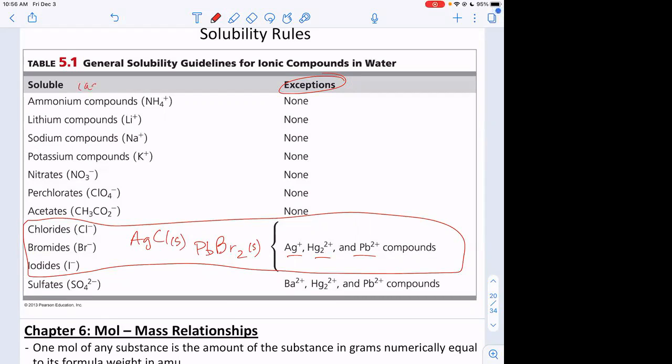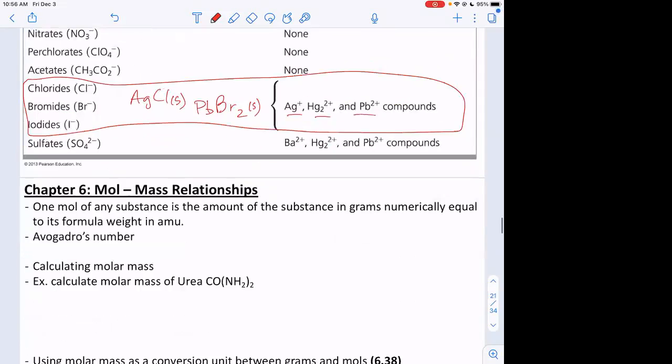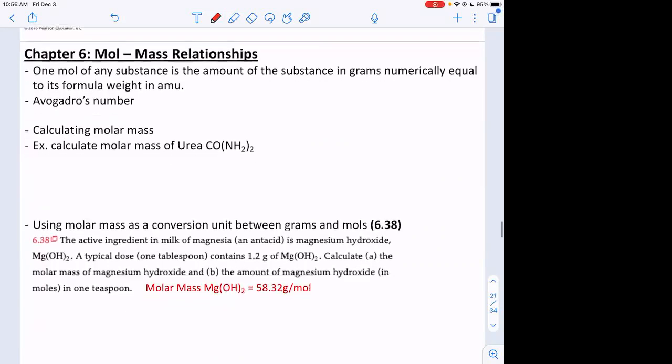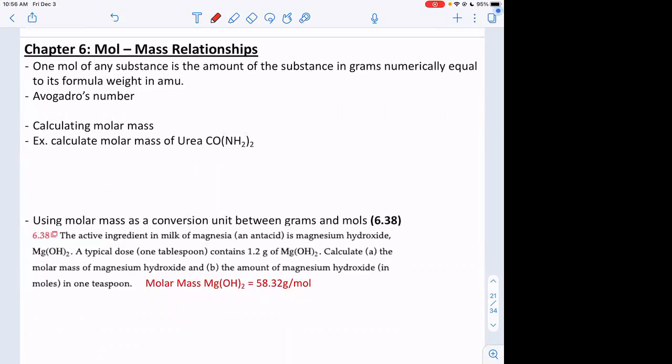Otherwise, everything here, if you see that it's lining up on this side, like it's got ammonium in it or lithium, doesn't matter what the anion is. There's no exceptions to those compounds, okay? So they're aqueous, which means they're soluble. The exceptions here are when they're going to be solid. Remember that S doesn't stand for soluble, it stands for solid, which forms a precipitate, okay? And then sulfate has its exceptions too. You'll have that part. All right, that's pretty much it for chapter 5.